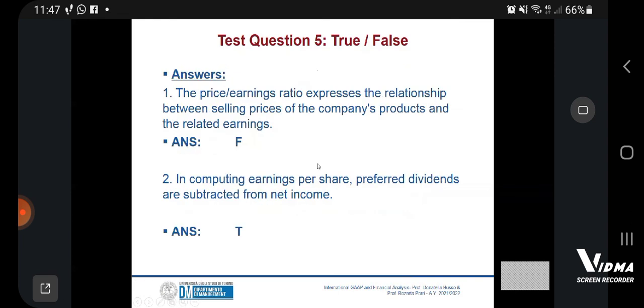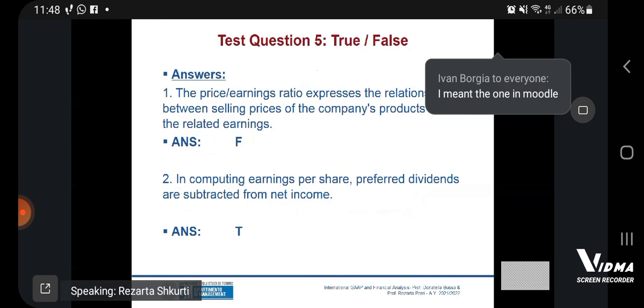In computing earnings per share, preferred dividends are deducted from net income. That is true. Remember that when we calculate earnings per share, the amount of earnings that we take into account in the numerator of the formula is actually the earnings that is available to common shareholders.